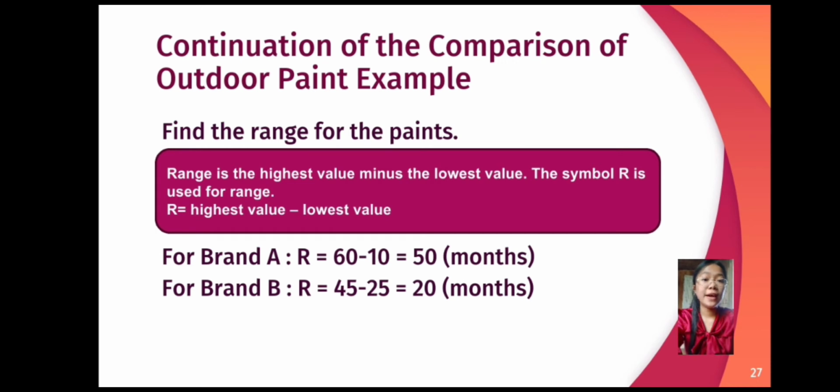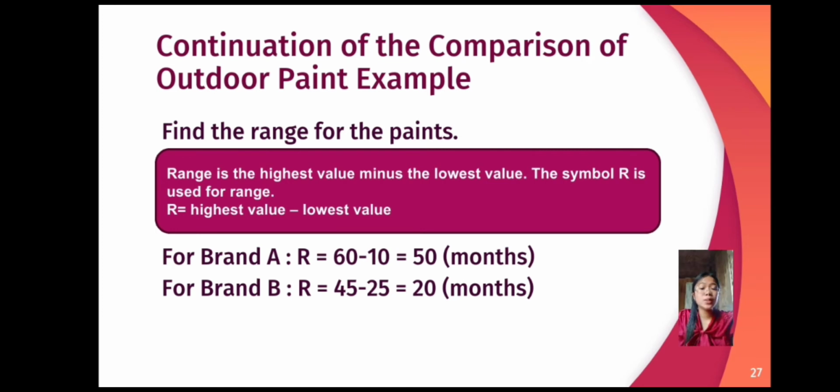So for example, we will find the range for the comparison of outdoor paint. In brand A, the range is equal to 60 minus 10, since 60 is the highest value in brand A and 10 is the lowest value. So 60 minus 10 is equal to 50. In brand B, the highest value is 45 and the lowest value is 25. So 45 minus 25 is equal to 20. So the range for brand B is 20, and the range for brand A is 50.